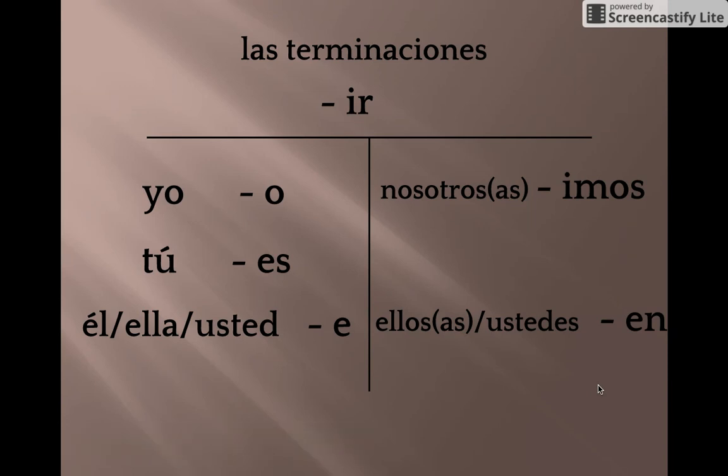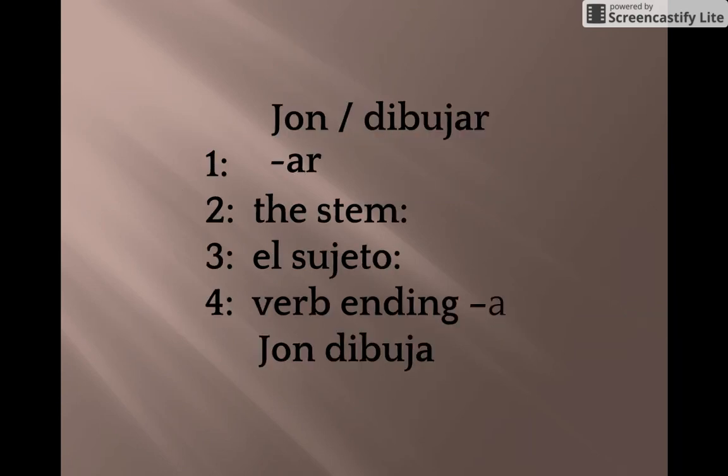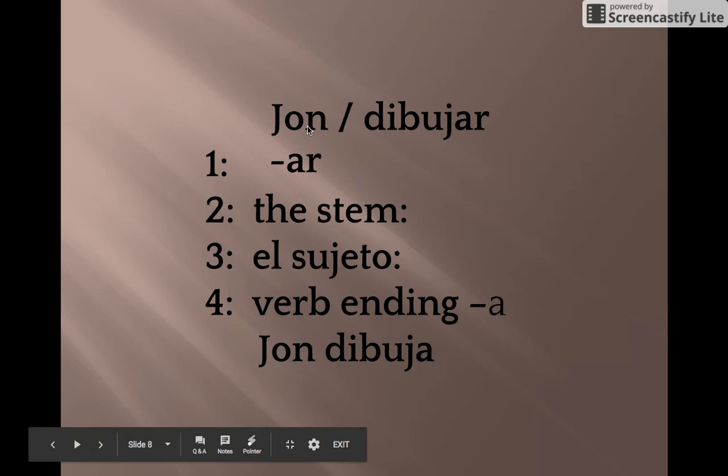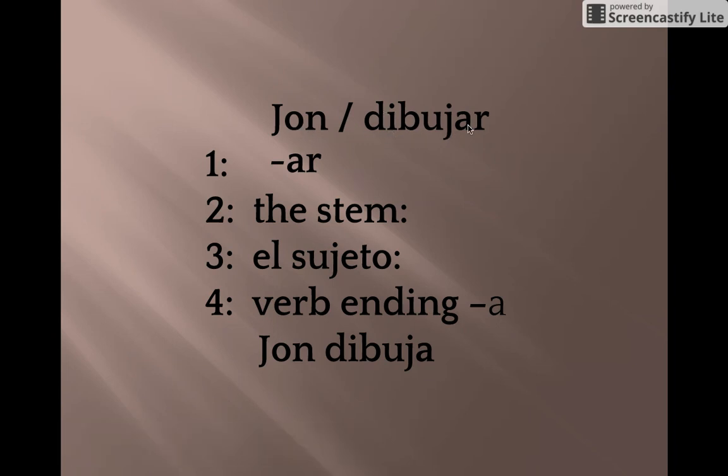You have your 4 steps, and then you have your 3 T-charts that have the different endings that we could choose. So let's just go through this process real quickly. So if we started off with John and dibujar, right? This is John, subject, and this is to draw. But we want to say John draws. So the first thing we're going to do is go, what type of verb is this? Step 1. Okay, it's an AR verb. We know that because the sentence ends in AR. Cool.